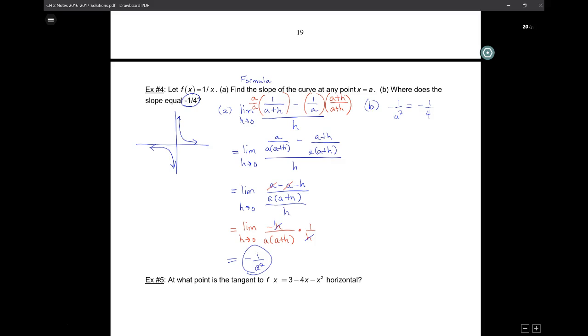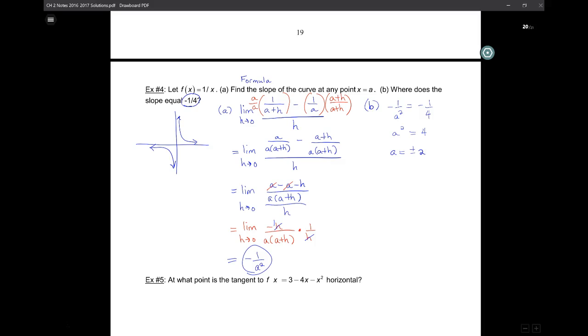Now, we have a rule, I call it just the reciprocal rule. You can cross multiply if you want, but you can just make this a squared is equal to 4. You take the reciprocal of both sides. Also, the negatives just cancel. So we get a is equal to plus or minus 2.